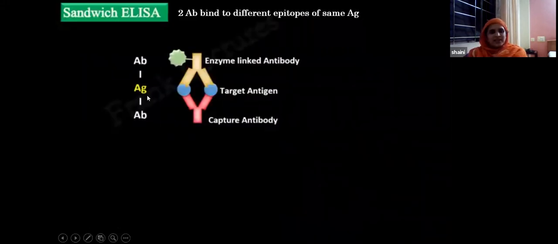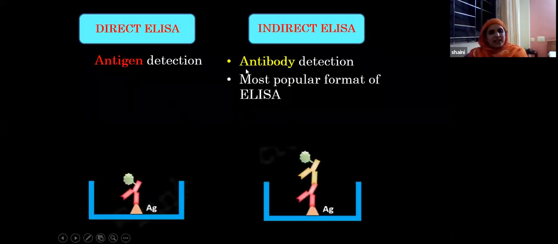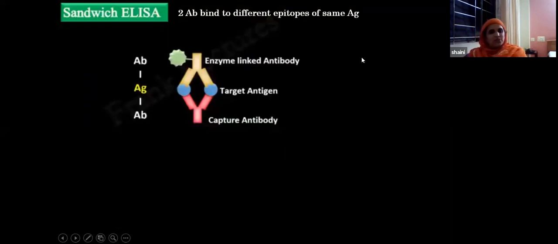Sandwich ELISA is in order to again test for the antigen. Generally, the target antigen is present, and you have 2 antibodies for various purposes. So basically, you're going to test for antigen. Sandwich ELISA and direct ELISA both test antigens, but sandwich ELISA is much more sensitive, and you can see the reaction in a much better fashion.